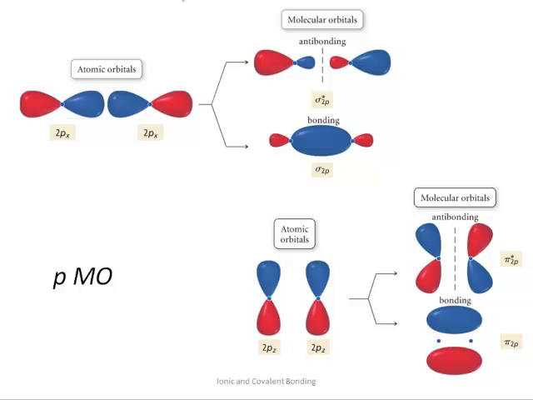Now the overlapping of p orbitals, electrons in p orbitals, will result in the same phenomenon. Constructive interference will produce bonding orbitals, and destructive interference will create antibonding orbitals. We can indicate that as if they produce sigma bond, 2p, one without the asterisk for the bonding orbital, one with the asterisk for the antibonding orbital.